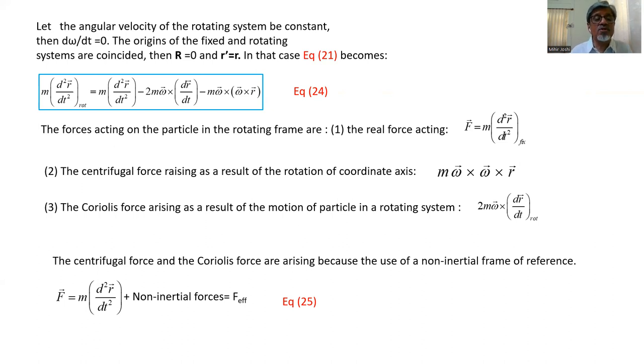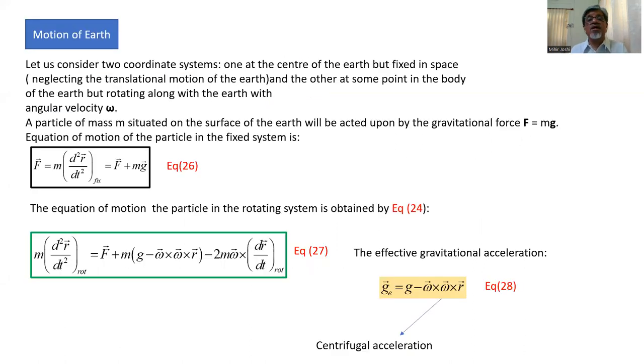The centrifugal force and the Coriolis force arise because of the use of a non-inertial frame of reference. So F is equal to m d²r/dt² plus non-inertial forces, and that gives the F effective, or effective force, represented by equation 25. Now we try to apply the moving coordinate system to our Earth, and we will find very interesting phenomena taking place around us. So the topic is the motion of Earth.